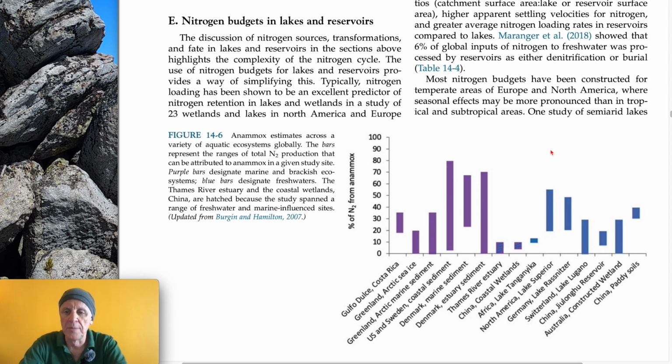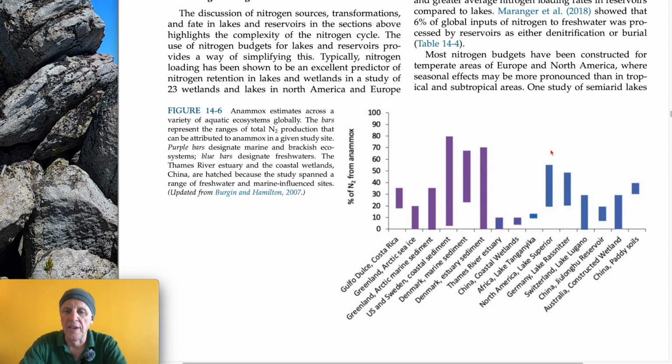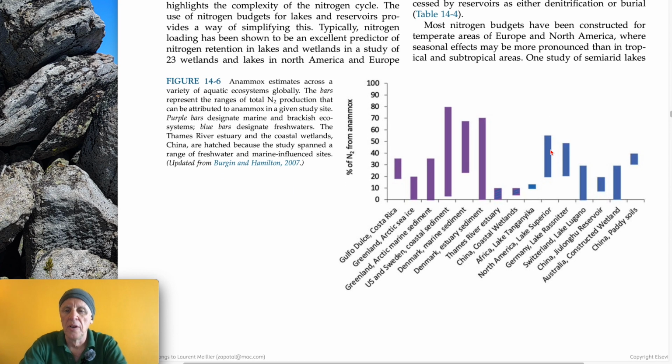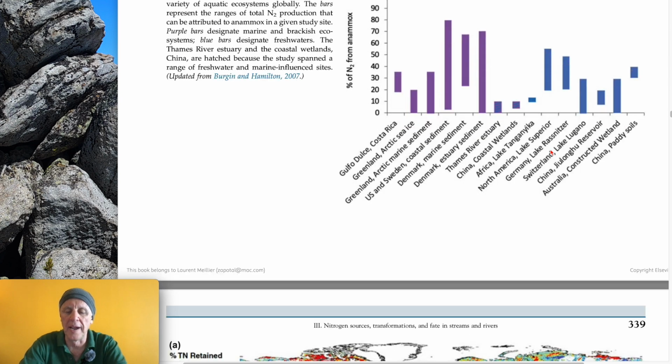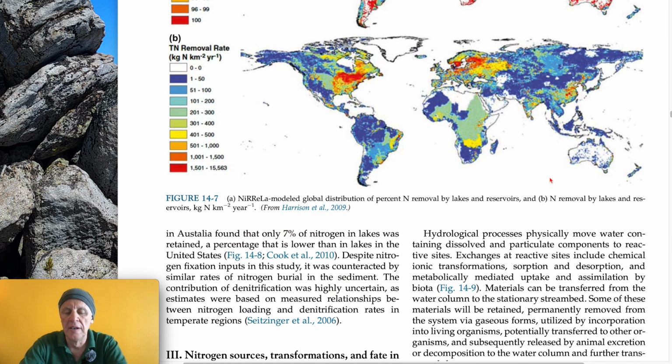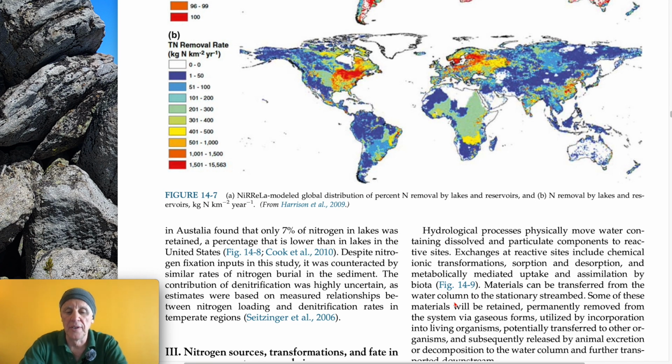All right, so most nitrogen budgets have been constructed for temperate areas of Europe and North America, where seasonal effects may be more pronounced than in tropical and subtropical areas. One study of semi-arid lakes in Australia found that only 7% of nitrogen in lakes was retained, a percentage that is lower than in lakes in the United States. Despite nitrogen fixation inputs in this study, it was counteracted by similar rates of nitrogen burial in the sediment. The contribution of denitrification was highly uncertain, as estimates were based on measured relationships between nitrogen loading and denitrification rates in temperate regions.